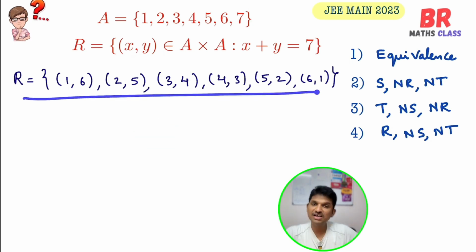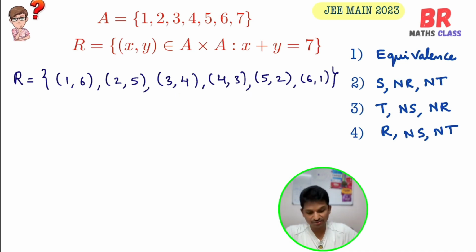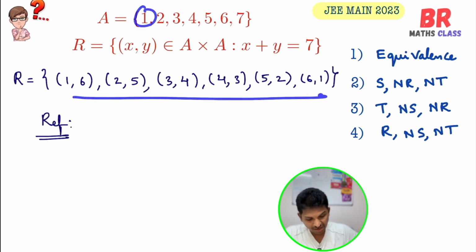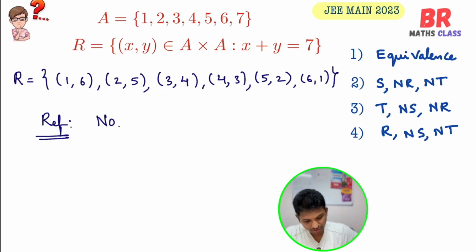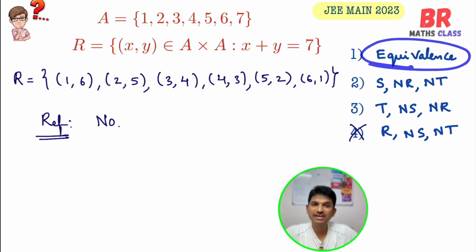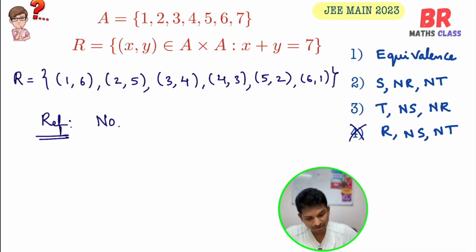Now checking this relation, reflexive, symmetric, transitive, is very easy. I'll check whether it is reflexive or not. 1 is there. Is (1, 1) there in this relation? No. So this relation is not reflexive. Best method is try to eliminate the options, right? Here they are saying it is reflexive. That means fourth option is not correct. And first option they are saying equivalence relation. It cannot be equivalence because it is not reflexive.